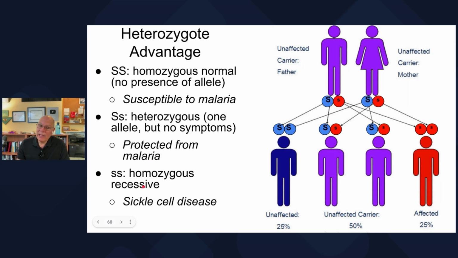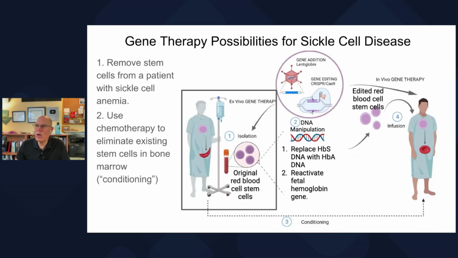If you're little s, well, then you have sickle cell disease, and that's a tragedy. And if you are big S, like this person over here, then you can get malaria. So it's an evolutionary trade-off. There's the cost of the disease versus the benefit to these folks, which have a high level of resistance to malaria. That's what it's all about.